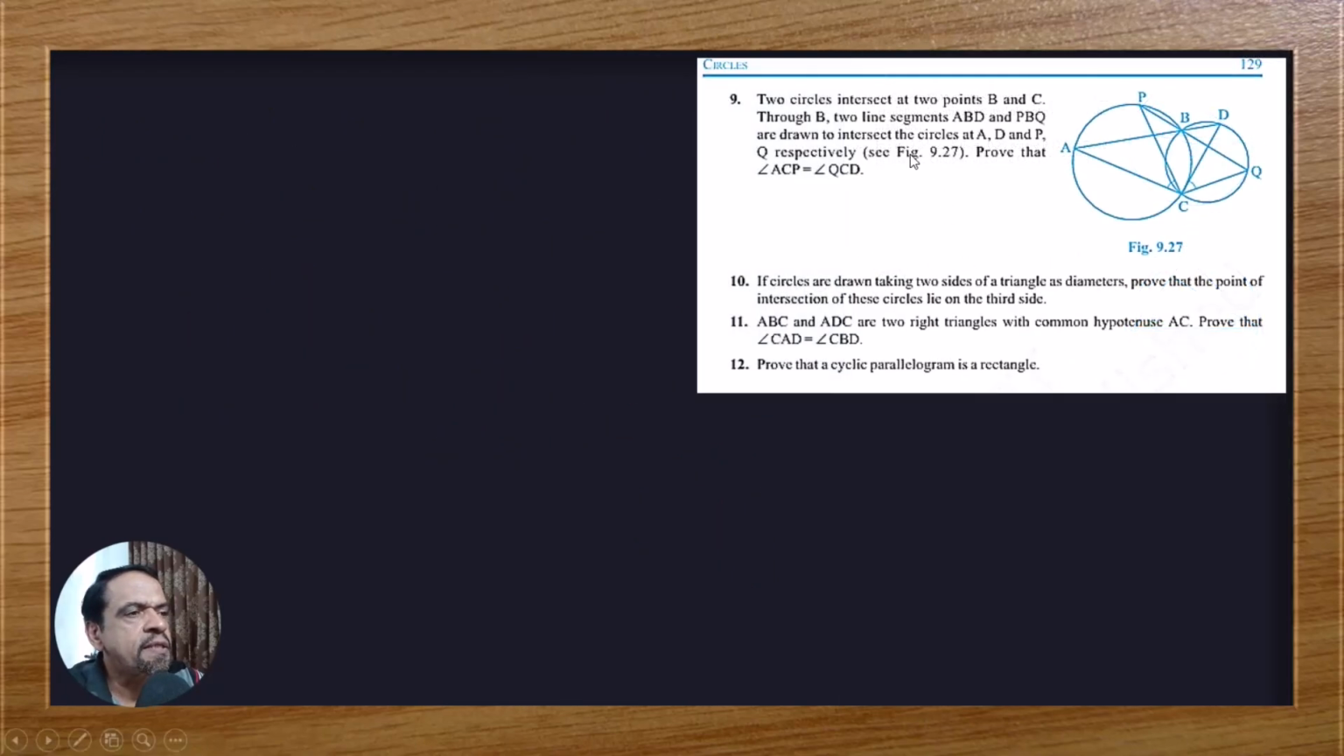Let us see the next page. Question 9 is also very important. It seems to be a very tough question, but it is very easy. Two circles intersect at B and C. ABD and PBQ are line segments, and we have to prove that angle ACP is equal to angle QCD. See students, if your basic concepts are clear and you go through every theorem, then you can do any harder question. Focus on the diagram, student.